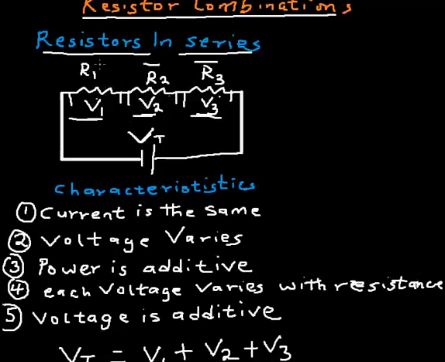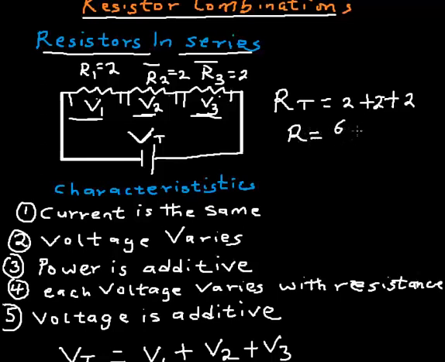For example, if R1 here is 2 ohms and R2 is 2 ohms, R3 is 2 ohms. So if you are being asked to find the total resistance, that's going to be equal to 2 plus 2, then plus 2, which of course will give me 6 ohm.